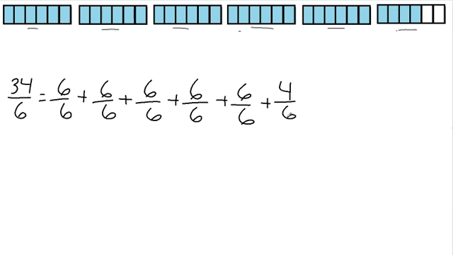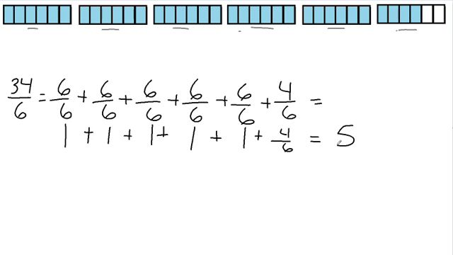34/6. So then I could change this, and I could say, well, this is 1, this is 1, this is 1, this is 1, this is 1, this is 4/6. I can add these all up, and I end up with 5 and 4/6.